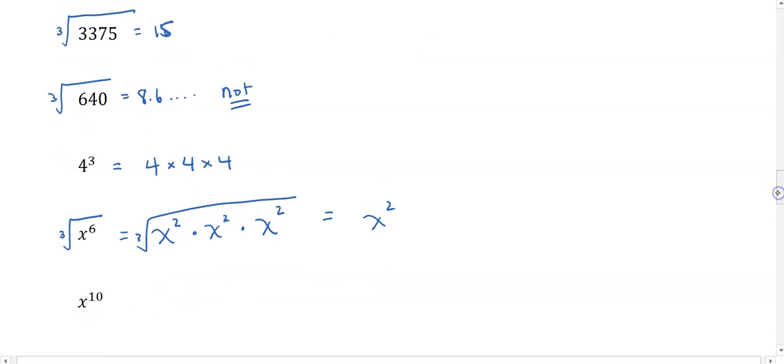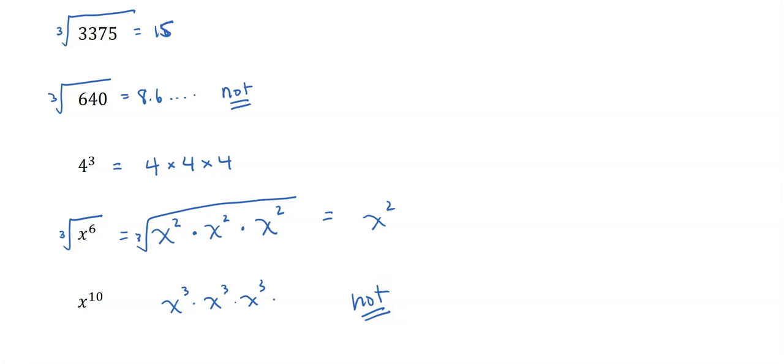Could I break 10 into three equal groups? x to the 3 times x to the 3. Nope, I get 9 there, and if I put one more 3, I get 12. So that is not a perfect cube.